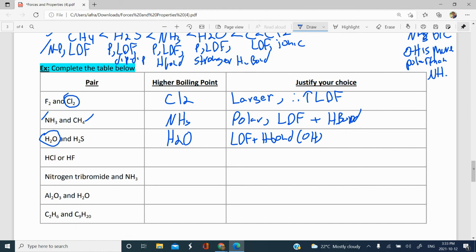Here, between HCl and HF, I'm going to choose HF. And the reason I'm choosing that, and we may be wrong, but we're doing a best guess based on the information we have. So here I have HF and HCl. I chose HF because HF, remember, is one of the ones that can do LDF plus H bond. HCl can't do H bond. It can just do dipole-dipole because it's not the HF, OH, or NH group. And that's because of its HF group. And for this one, just to mention, this is because of its NH group.